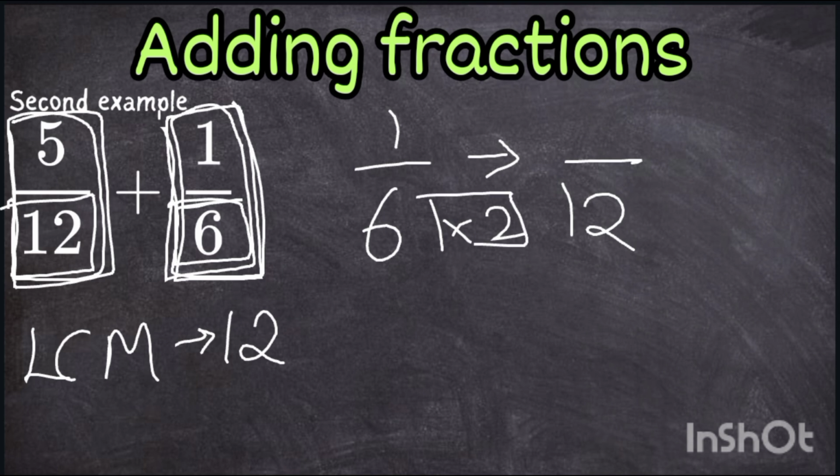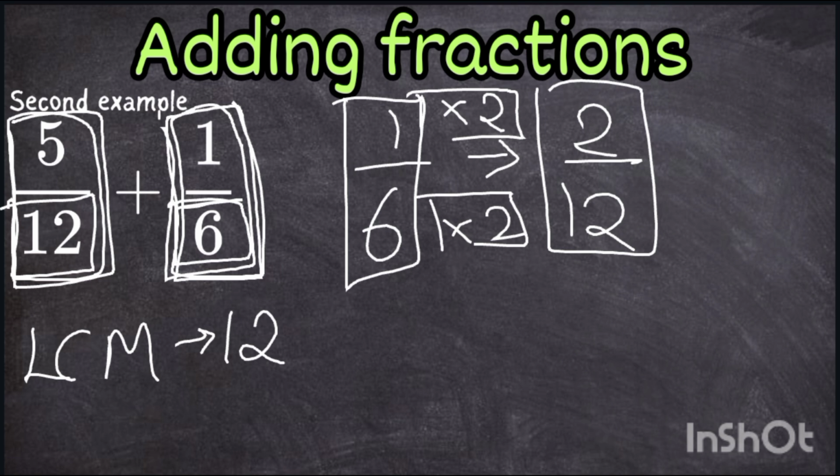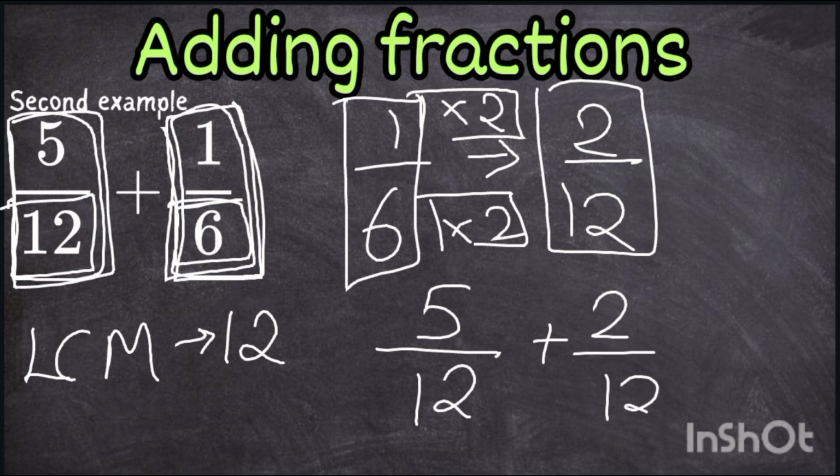Whatever we multiply in the denominator, we need to multiply in the numerator. So 2 multiplied by 1, we get 2 only. So 1/6 is converted to 2/12, like this. Now the equation we have is 5/12 plus 2/12.